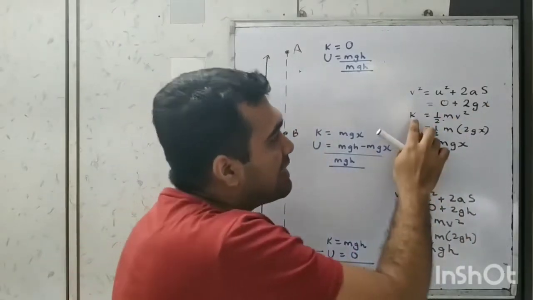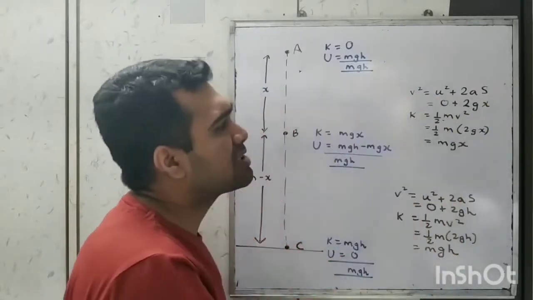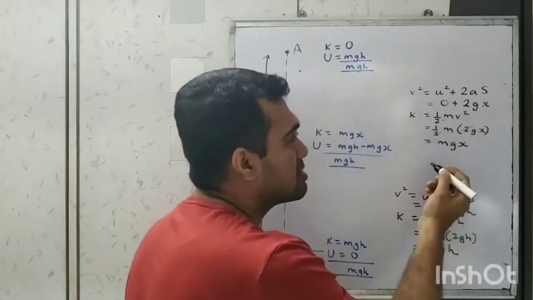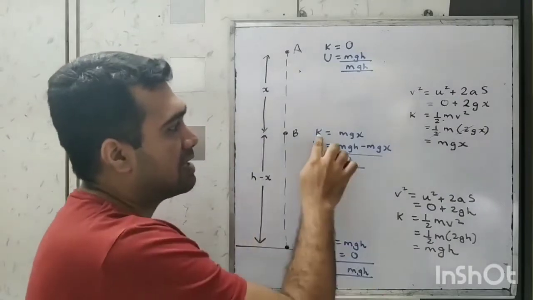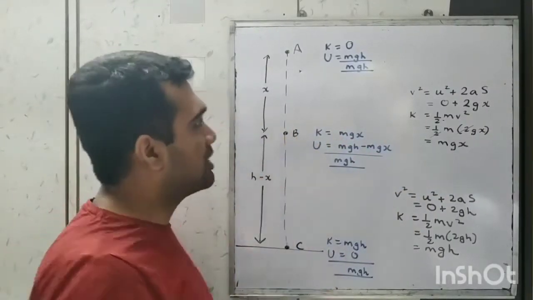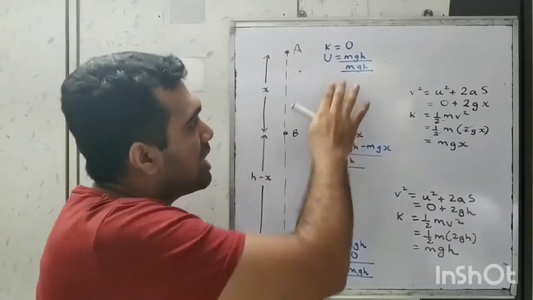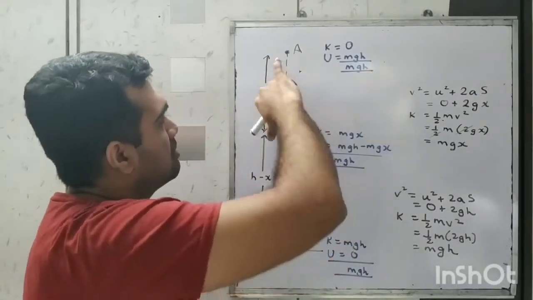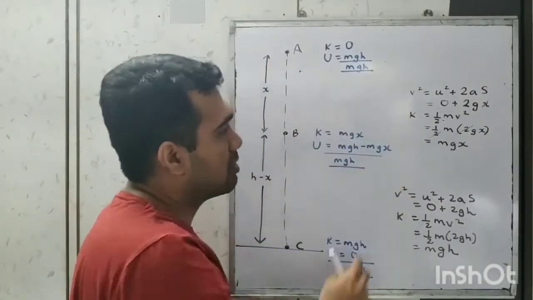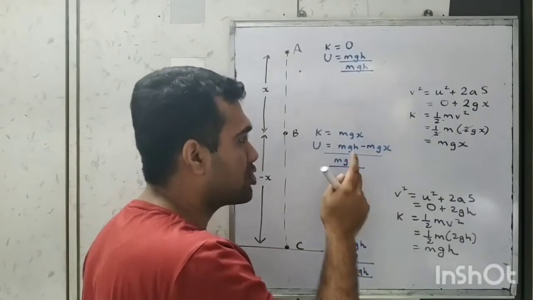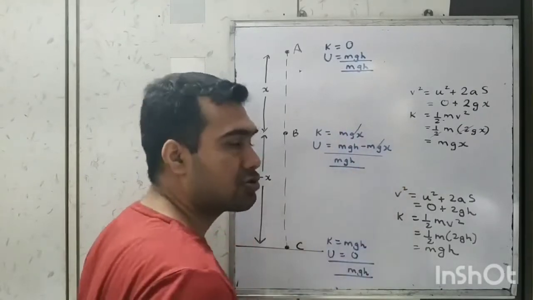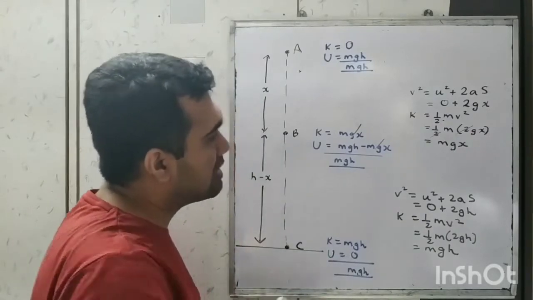Now, the formula for kinetic energy is half mv square. So, if you substitute the value of v square out here, 2gx, and 2 and 2 get cancelled, so you are left with mgx as the kinetic energy. The potential energy at B will be less than the potential energy at A. Here it was mgh, but the potential energy got used up here, which is equal to mgx. So, it will be mgh minus mgx, which on addition gives you mgh. So the total mechanical energy is conserved.